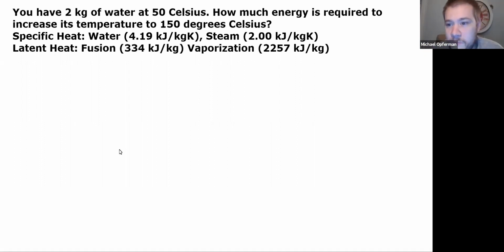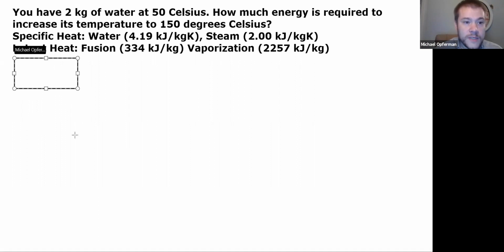This is going to be, in total, a 3-step process because I know that the boiling point of water is 100 degrees Celsius. Since it's going from 50 to 150, I can see that it is passing through the boiling point. So there are going to be 3 steps: heating from 50 to 100 Celsius, the phase transformation, and then heating from 100 to 150. When I draw my little flow chart, it's going to look something like this.